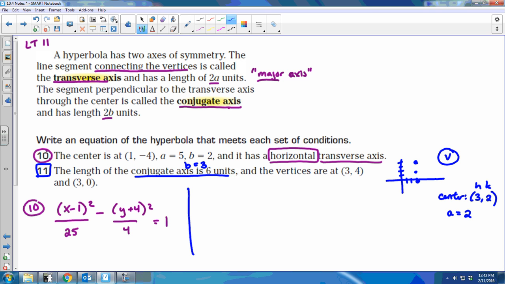All right. Any questions about where any of that information came from? A is from the distance from the center to a vertex. They told it to us already. All right, so we're going to write out the equation. We have vertical, so y comes first, minus 2. Make sure you put those in the right order. A squared always comes first, so 4, and then 9, because 2 squared and 3 squared. And A and B have nothing to do with whether it's horizontal or vertical anymore. Questions on those two examples?